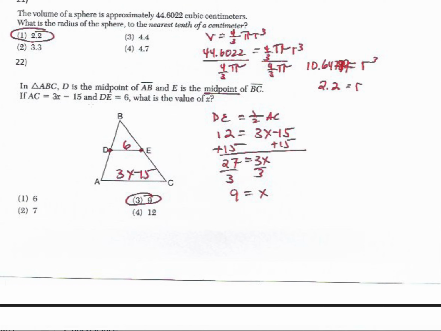Next one, number 22. It talks about joining midpoints here. So when you join the midpoints, you create a segment that's half as long as the parallel third side. So if AC is 3x minus 15, DE is half of that. So if DE is 6, if I double the DE and get 12, then they have to be equal. So 12 equals 3x minus 15. Add 15 to both sides. 27 is 3x. Dividing by 3, x is 9. Okay.